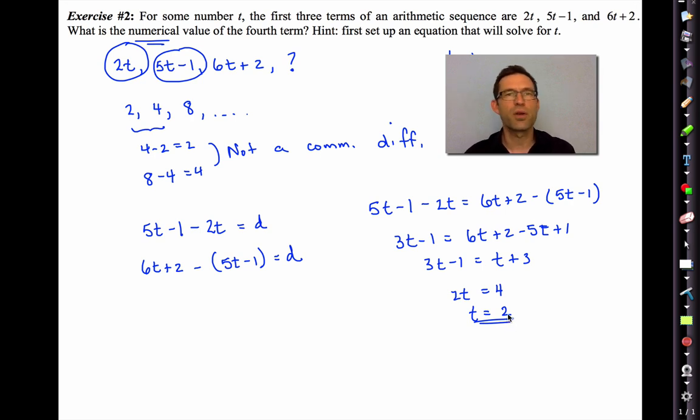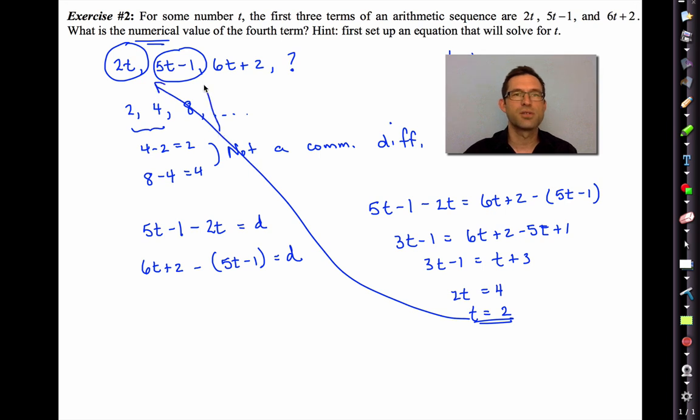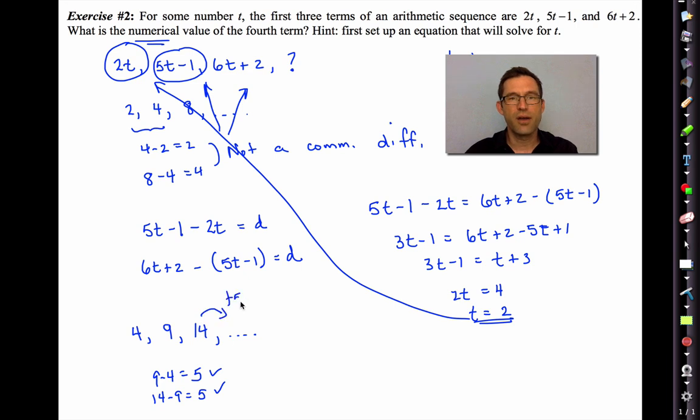Well, what should I do with that? I'm looking for the fourth term. Let me take the 2 now and substitute it into here. Well, 2 times 2 is 4. 5 times 2 is 10, minus 1 is 9. 6 times 2 is 12, plus 2 is 14. Let's see if this is even reasonable. 9 minus 4 is 5. 14 minus 9 is 5. Yeah, that's arithmetic. And I just have to add another 5. So the fourth term is 19.